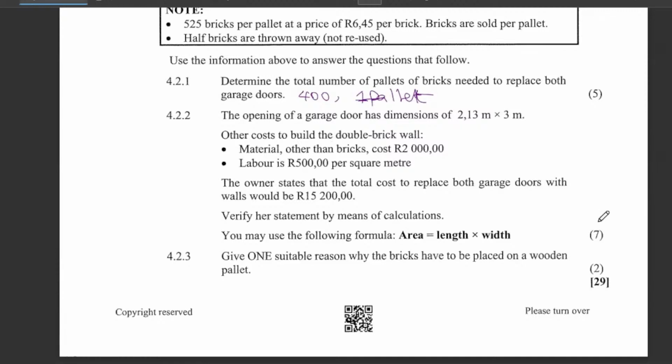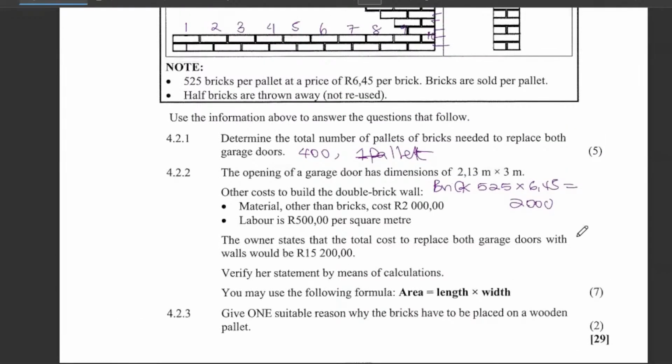So definitely, you're looking at cost. You have to buy the bricks. Each is sold differently, so each is 645. You buy the bricks. You have to buy the other material, which is 2,000. Then the labor part. So the area that's going to be covered, we need to know it. They are telling us the area to be covered.